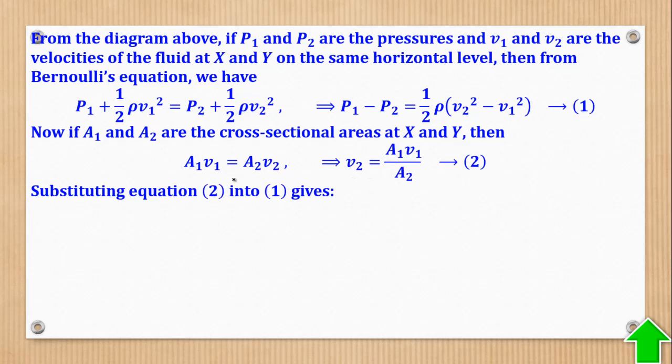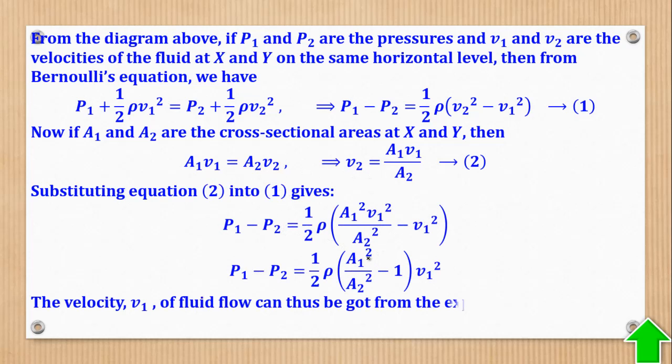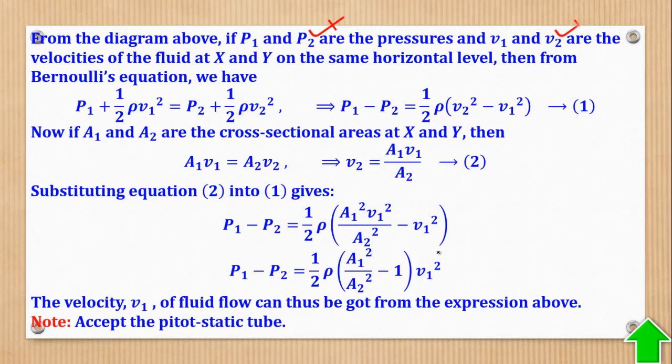So substituting equation 2 into equation 1, we come up with this. So factorizing out V1, we come up with that. So the velocity V1 of the fluid can thus be got from the above expressions. Because these ones, you know them from the manometer. These ones, you know them. This density, you know it, meaning you can get V1. And that's what they wanted.